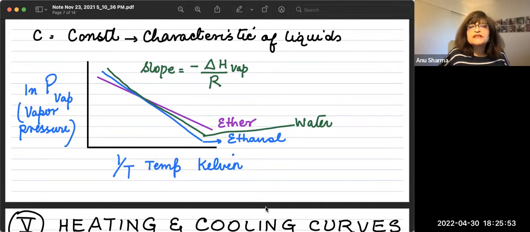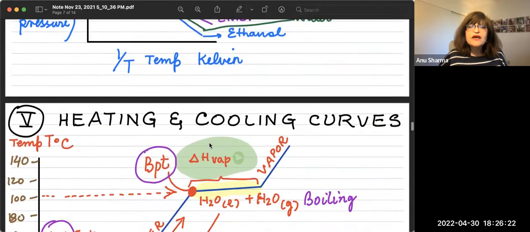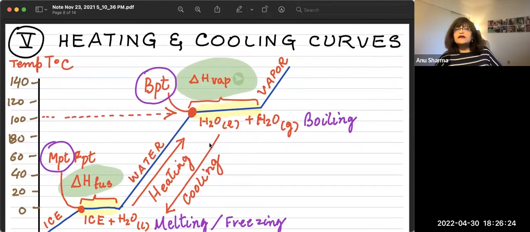So now, because of the Clausius-Clapeyron equation, we were able to see a linear line on the graphs. So we see the natural log of vapor pressure against the inverse of the temperature. When we do that, we see the slope is delta H vap over R. And if you look at it, ethanol, water, and ether, all of them are seen in a straight line. Okay. Now, there are heating and cooling curves also.